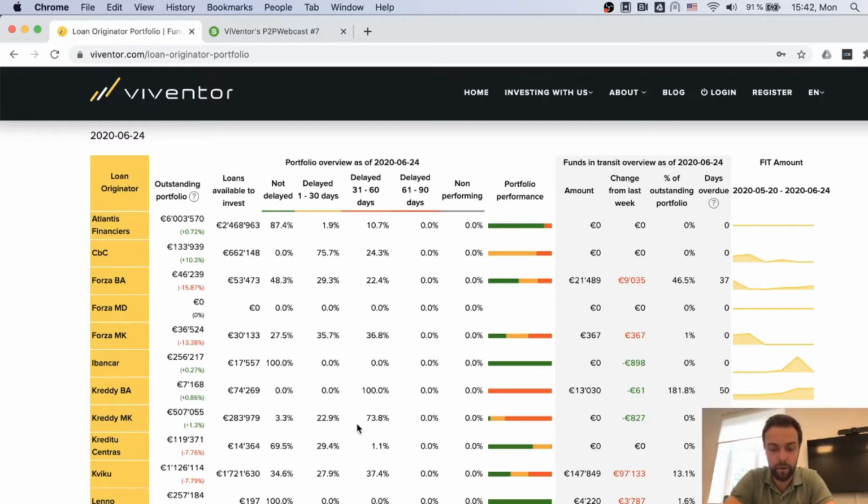First of all, short information about funds in transit. So what it is, and why did we introduce it in the first place? In general, funds in transit is a feature that we have introduced immediately following the events after the coronavirus crisis to reflect on the situation that has been happening with our investors and with our loan originators.